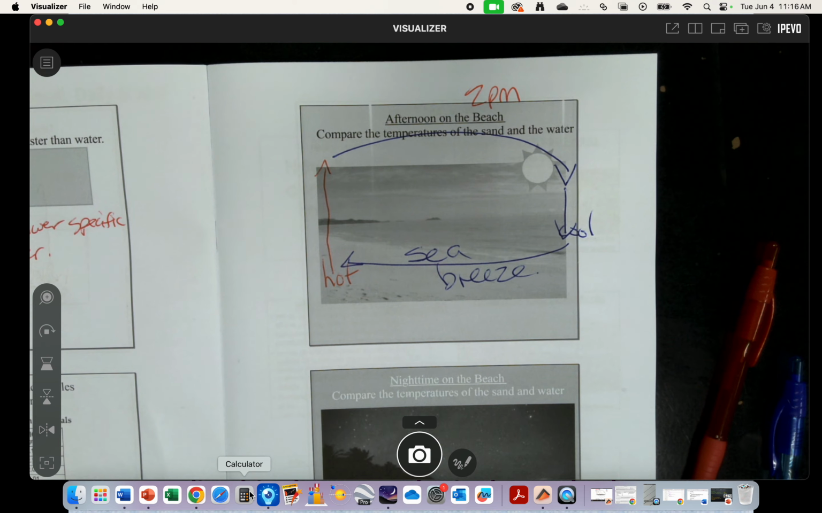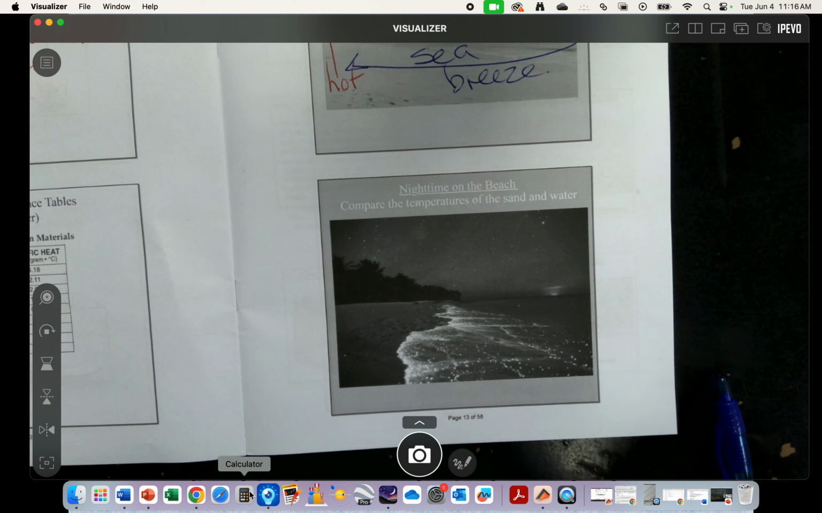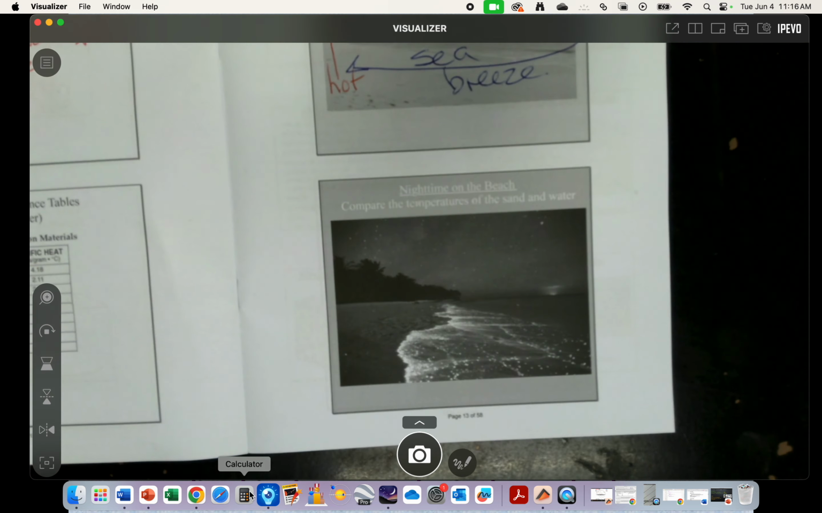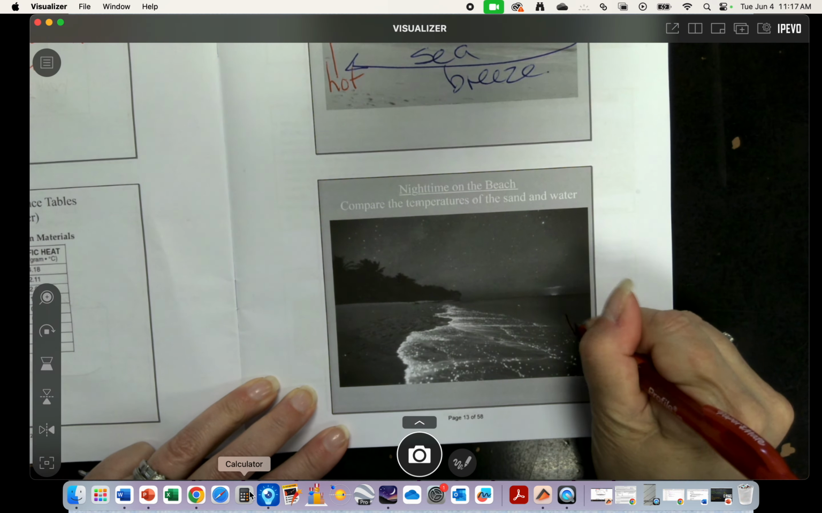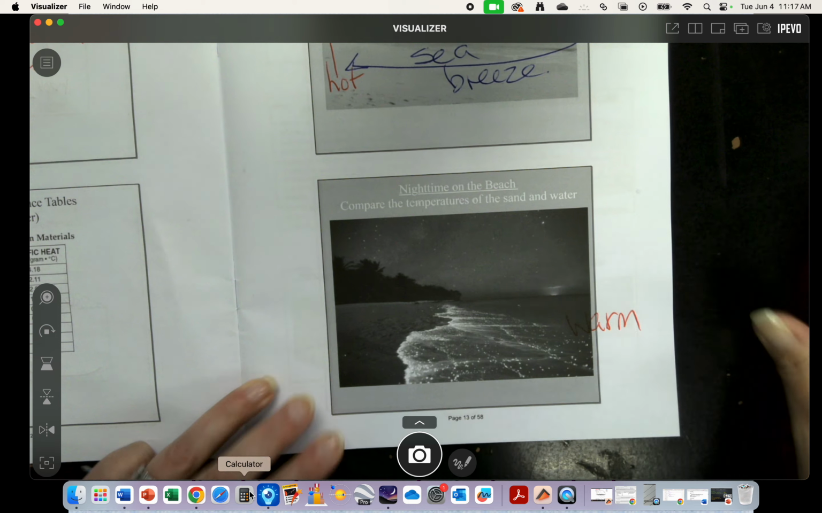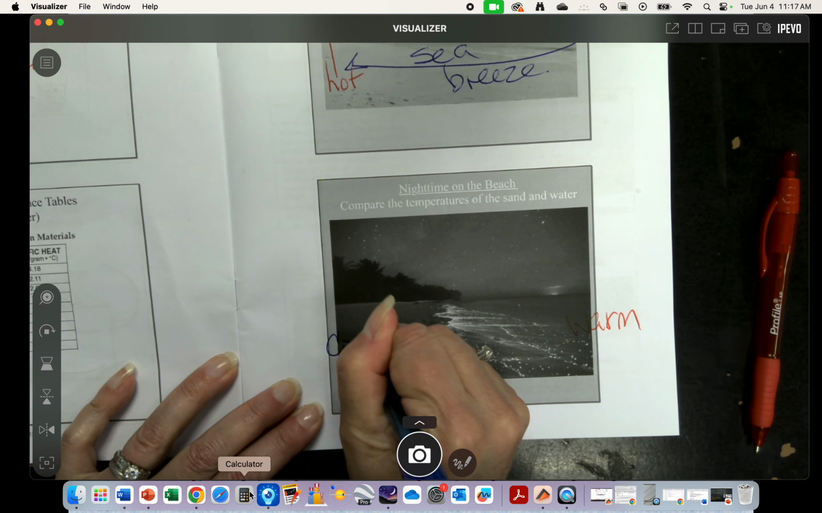All right. At night, you go back to the beach. What cooled down really fast? The sand. Why? Because it has a very low specific heat. You got it. Oh, you guys are rocking this. Okay. All right. But the water is still what? Relatively warmer than the sand. Okay, so now we got warm water, we got cool sands.